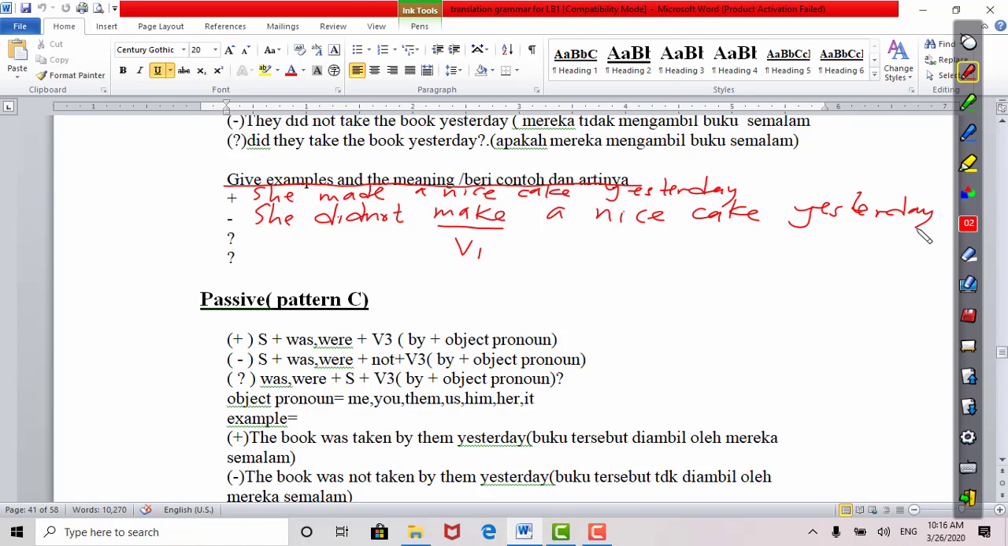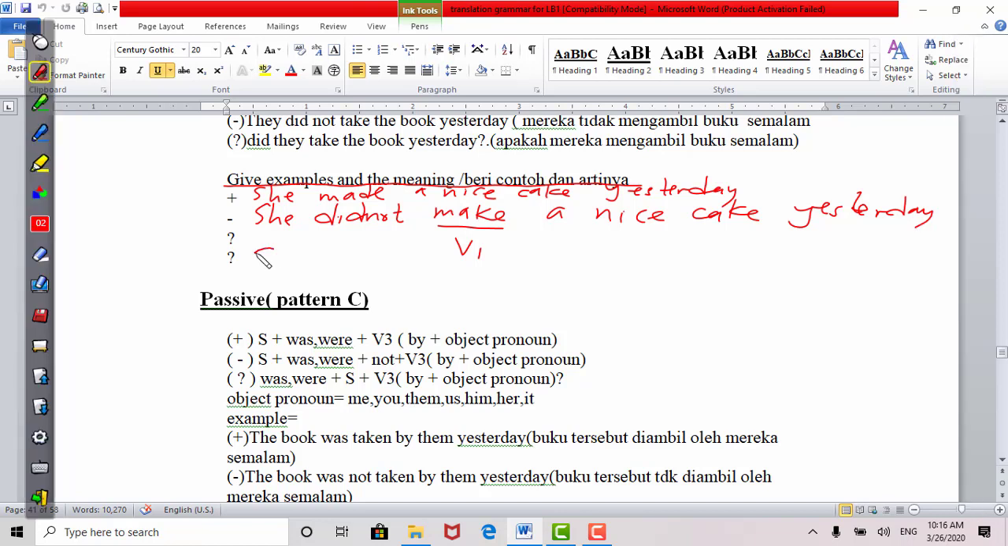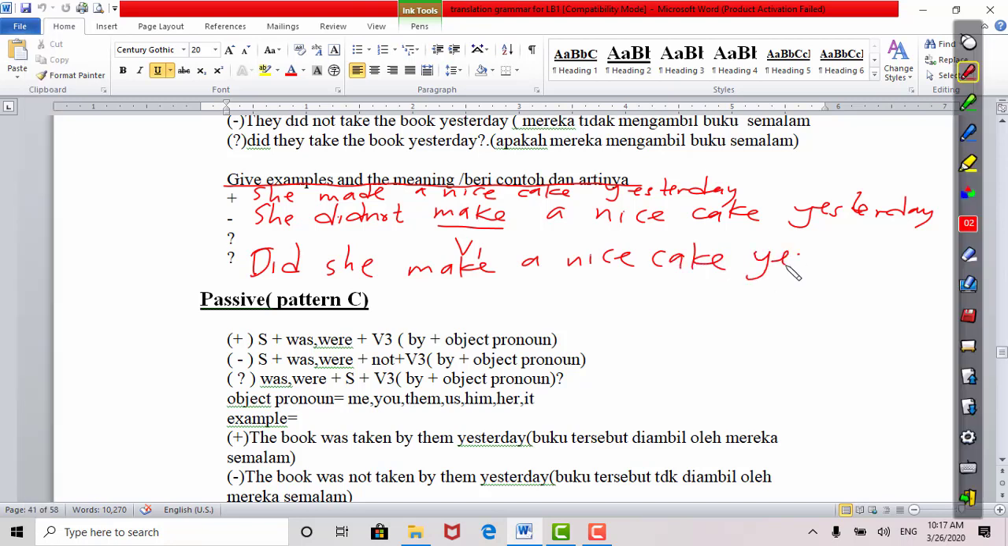For the question, it becomes did she make a nice cake yesterday? Okay, you can make your own example. Alright? Now we go to the passive pattern here.